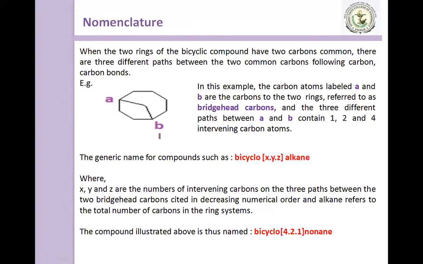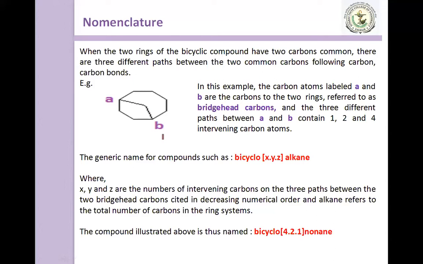So nomenclature is very simple. When two rings of the bicyclic compound have two carbons in common, there are three different paths between the two common carbons following carbon-carbon bonds. So what is the meaning of this? Here is the example. If you see this ring, it is actually fused from two rings. One ring: 1, 2, 3, 4, 5, 6. So this is a 6-membered ring, and here 1, 2, 3, 4, 5, a 5-membered ring. This 6-membered ring and 5-membered ring are fused.